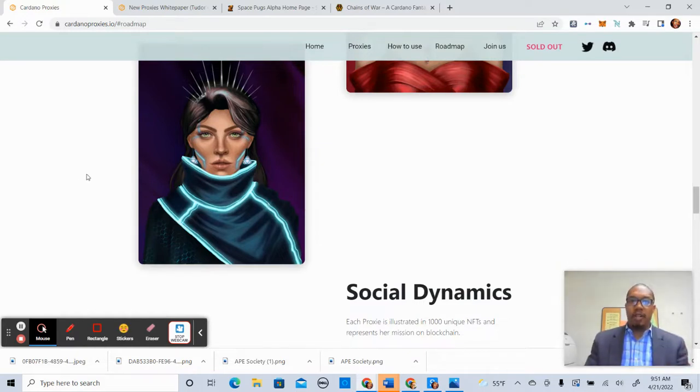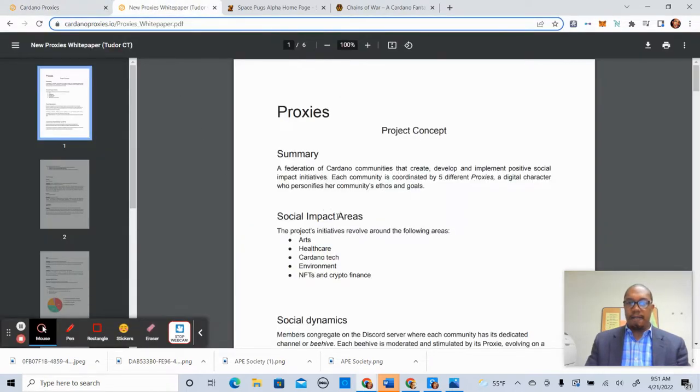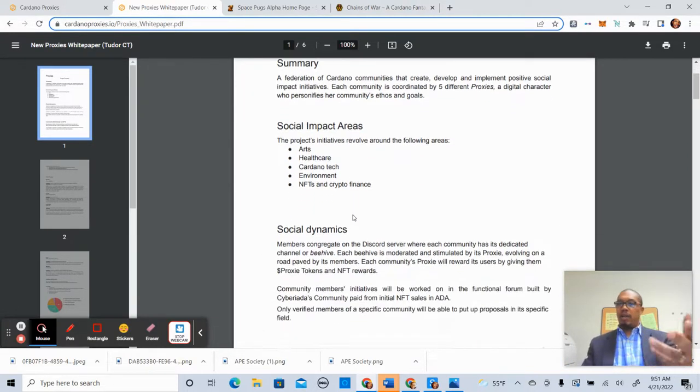But what I really wanted to touch on is that this project is different in the sense that it has different social impact areas that it's trying to get the community involved in. So that's why you have five different proxies, right? These are the digital characters that personify the community's ethos and goals. So social impact areas are arts, healthcare, Cardano tech, the environment, and NFTs and crypto finance. Of course, that's the one I chose. But I'm also going to choose another one as well.